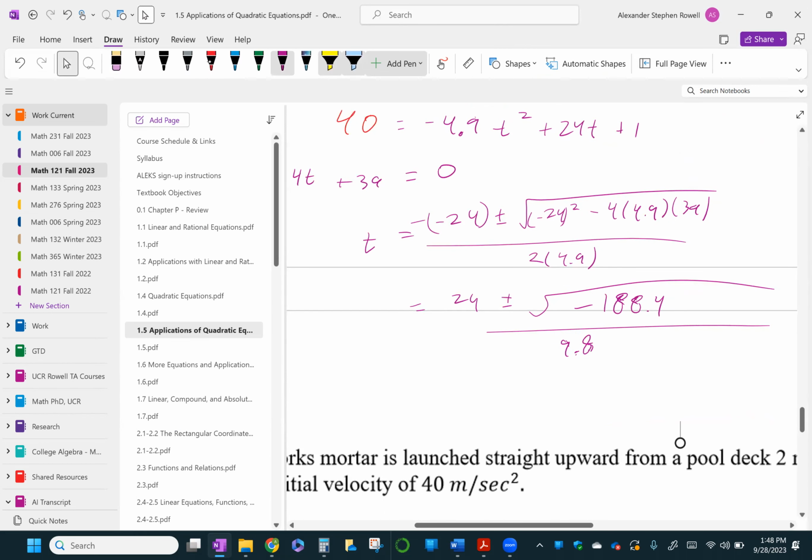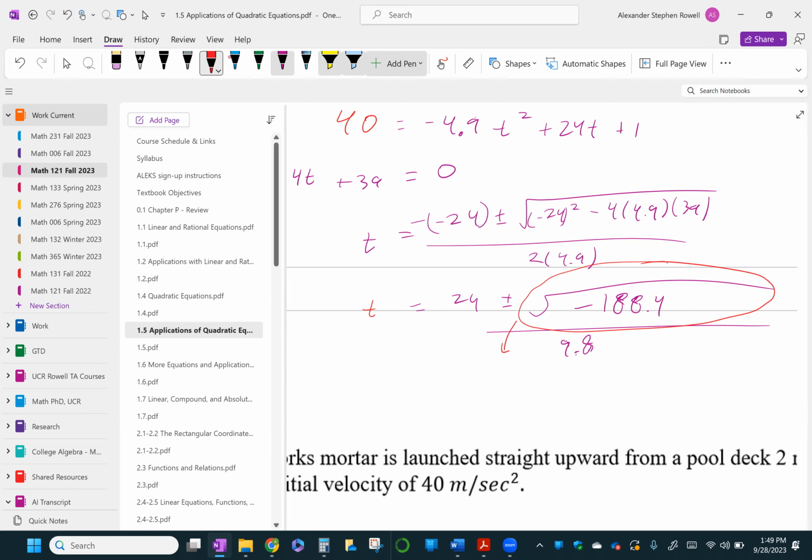Well, we're solving for time. So negative time would mean something else. What's the square root of a negative number? It's imaginary. So it tells me I'm going to get two complex, non-real times. What does that mean? It doesn't reach 40 feet. It's going to top out before then.